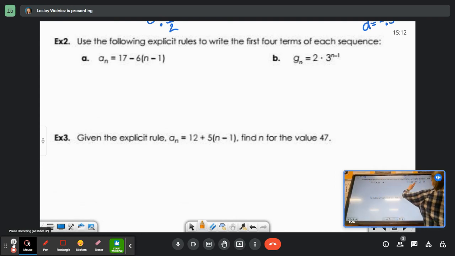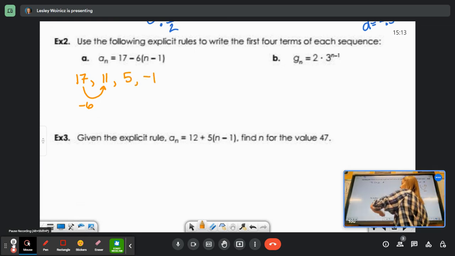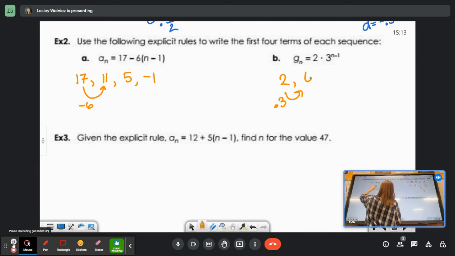All right, so we want the first 4 terms of each sequence. So what do I start at? 17. Yeah, my first term is 17. To get my next term, I do what? Subtract 6. Okay, 11, then 5, then -1. -1, and I'm done. All right, go over here. What do I start at? 2, and then do what? Multiply by 3. 6, and then 18, and then 54. Whoop, you're right. Good. So basically the same thing we did last week.